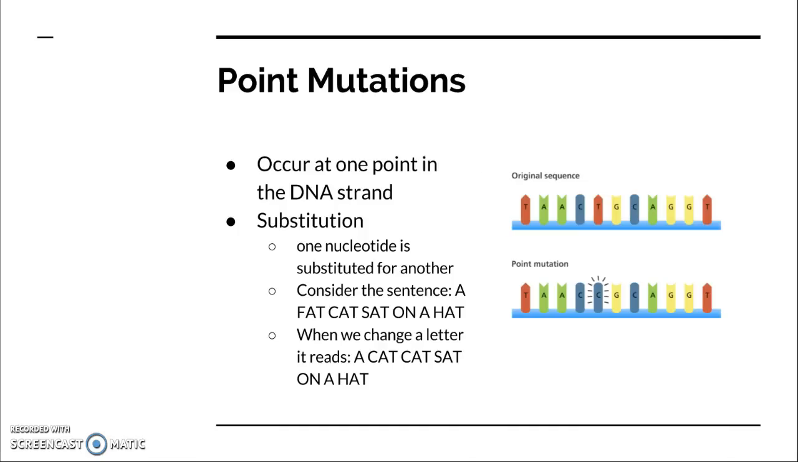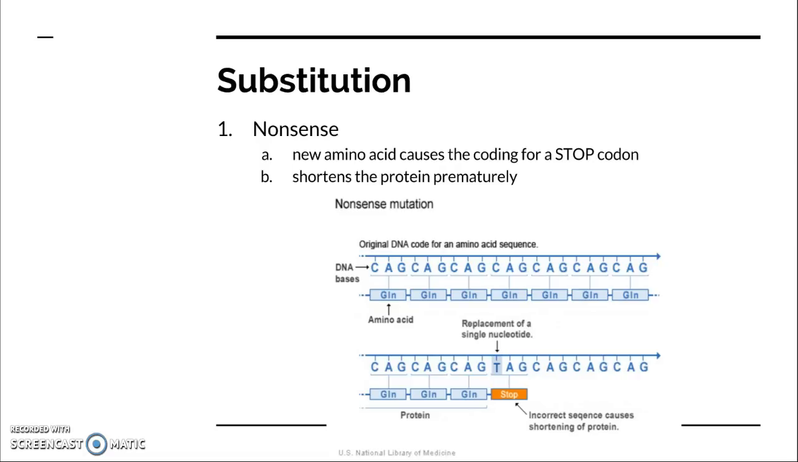There's several types of substitution mutations. So the first one is a nonsense. Nonsense means we're changing that one base, and that one base now changes it to actually a stop codon. So remember we said when we get to a stop codon, everything is going to fall off. We're going to stop reading the mRNA, and the protein is going to stop being made. So what happens in a nonsense mutation, the protein is prematurely stopped, and we don't get the full structure of the protein that we need.